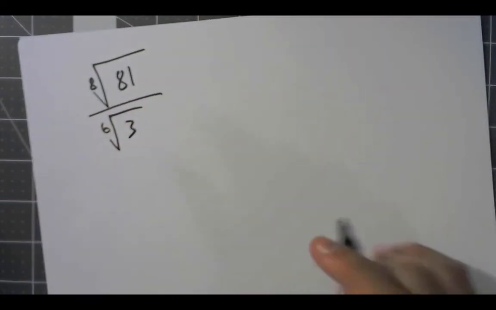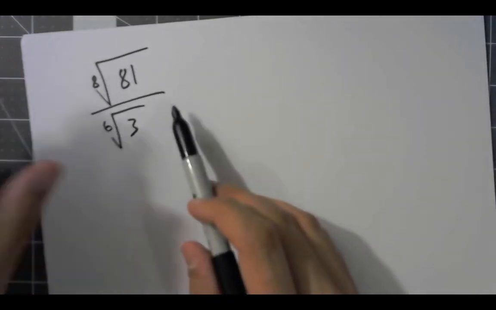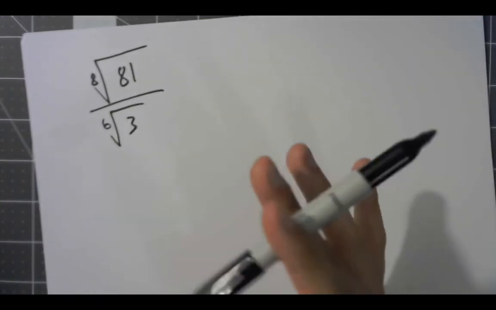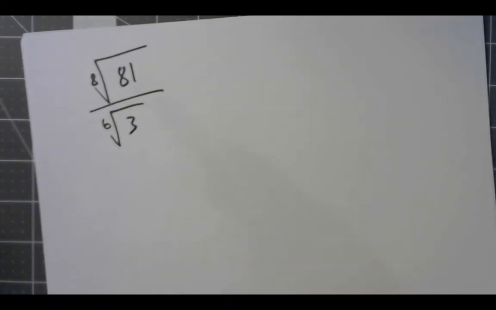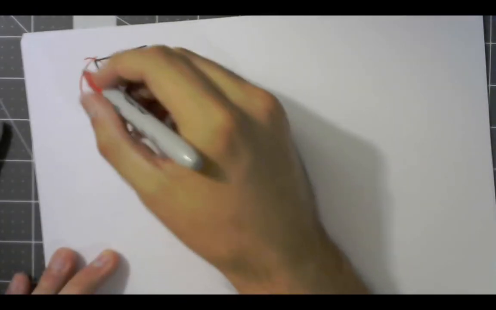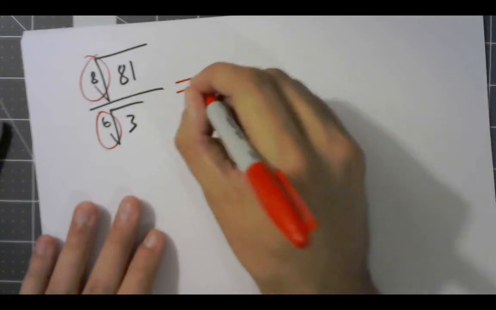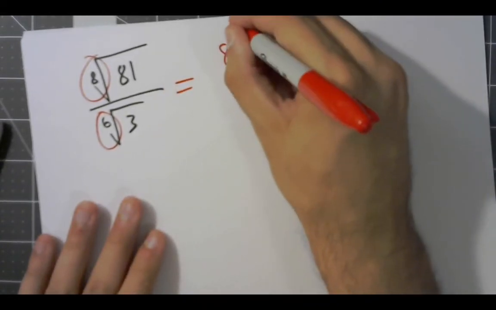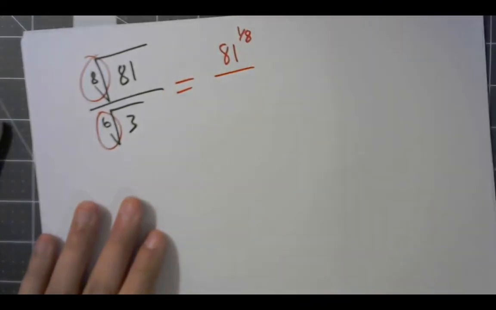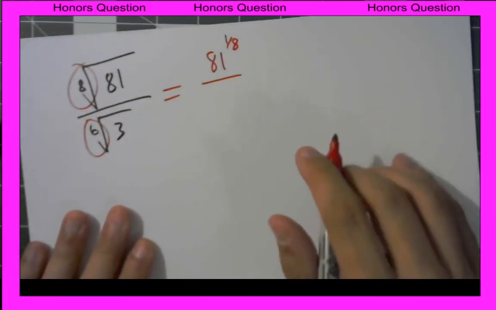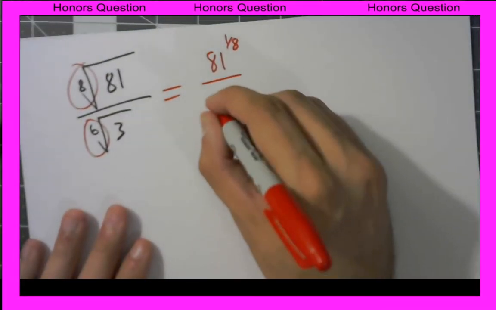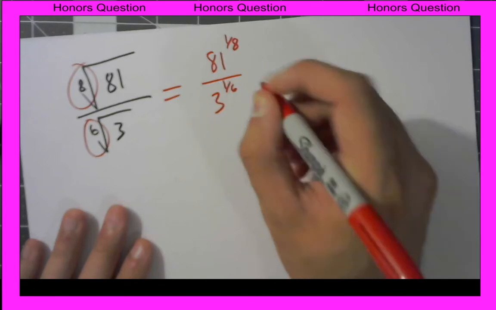All right, so this is gross, and it looks bad, and there's really nothing you can think to do when you look at it. The answer might not be super intuitive, but what we're going to do is take these and write them as exponents. So this becomes 81 to the 1/8. This is probably honors, let's just say that. And then this becomes 3 to the 1/6.